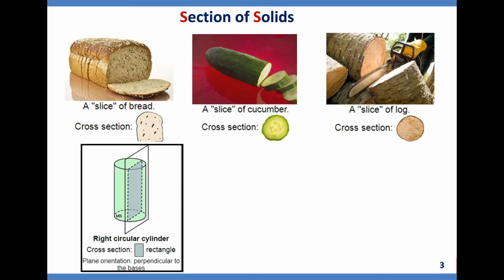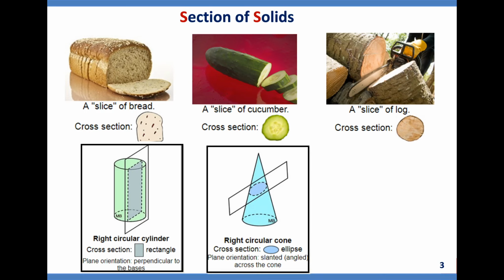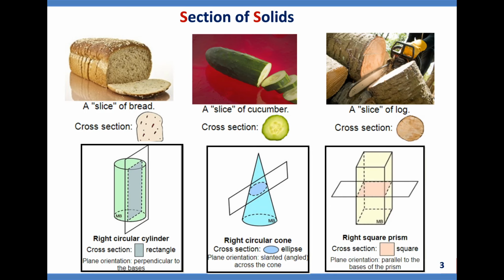Here I have got a right circular cylinder, which is cut by a cutting plane perpendicular to HP, and then the cross section obtained is a rectangle. I have got a cone which is cut by a cutting plane inclined to HP, and then the cross section obtained is an ellipse. A right square prism is cut by a cutting plane parallel to HP, and you get the same cross section, a square.